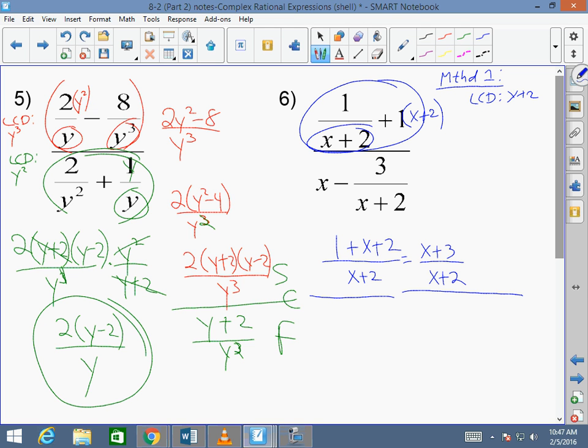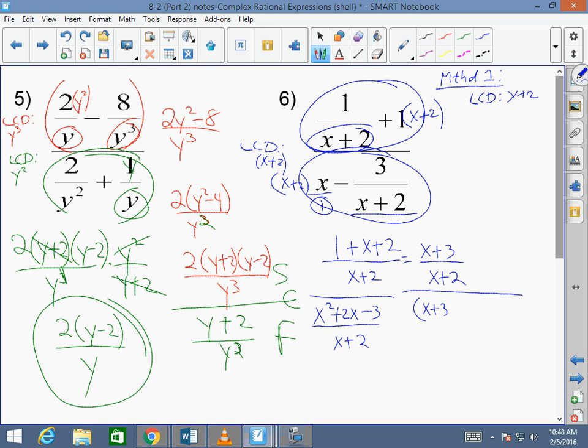Over, what's the LCD down here? It's not x plus 2. Oh, yeah, yes it is. That's a 1. It's x plus 2. So what do I multiply here? On x plus 2. And here, nothing. So I've got x squared plus 2x minus 3 over x plus 2. That factors out to be x plus 3 times x minus 1, beautiful, over x plus 2.